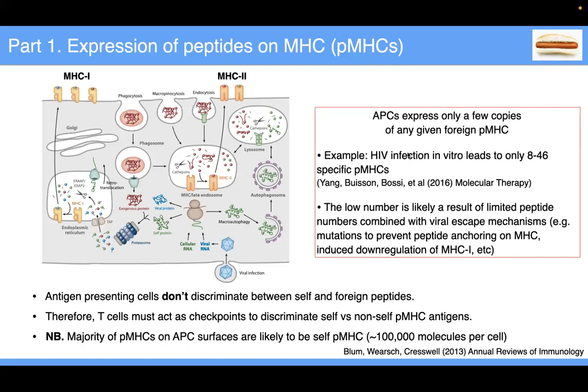And we know that directly from measurements. So for example, if you take cells and you infect them with HIV, you could actually count how many peptide MHCs they have on the surface, and the number is low, somewhere between 8 and 46 in this particular study. And that makes sense because viruses, as you could guess, have evolved mechanisms to try to reduce expression of these MHC molecules so that they wouldn't be recognized by T cells.